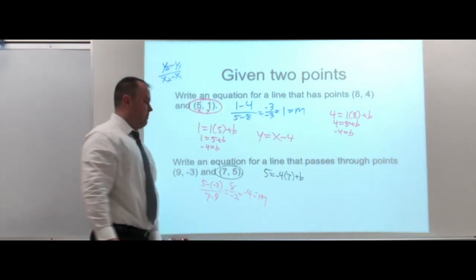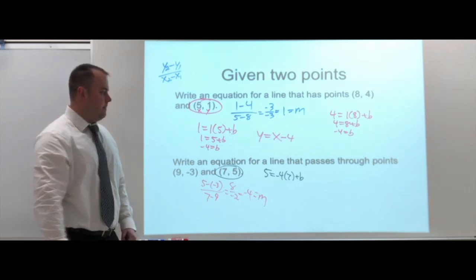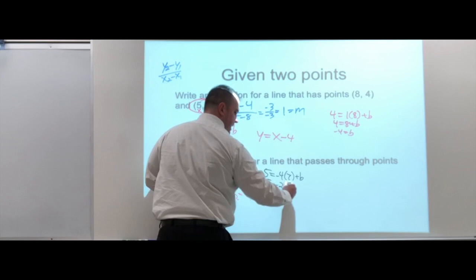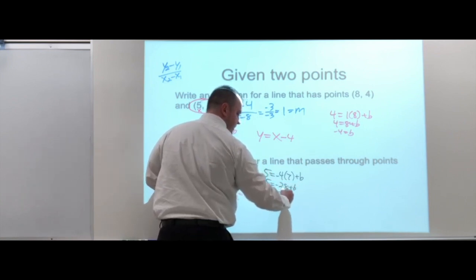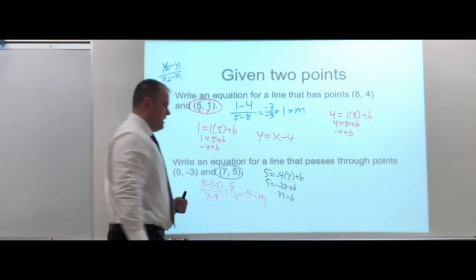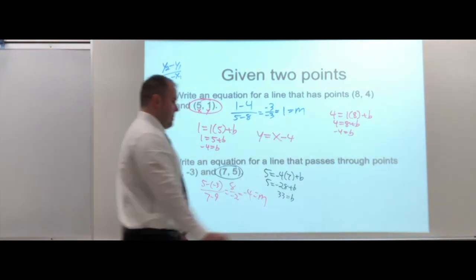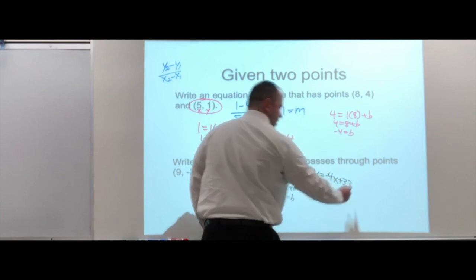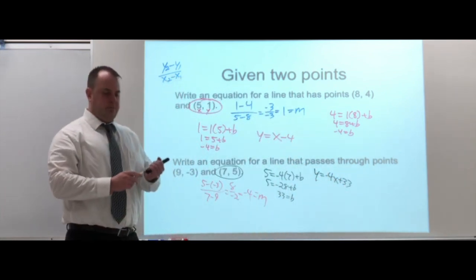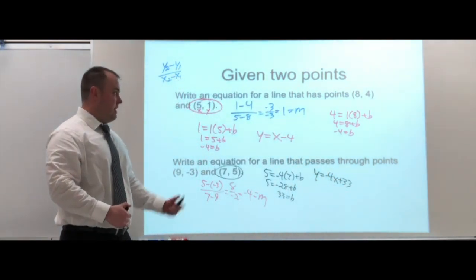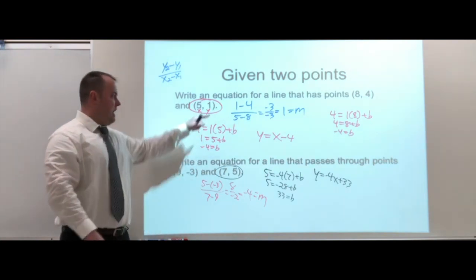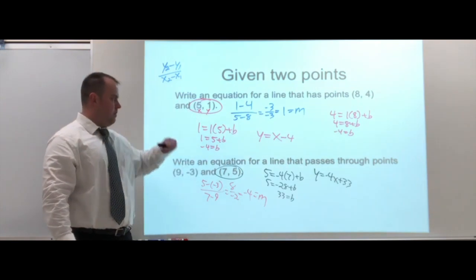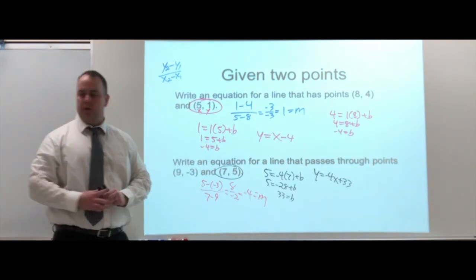Now you're doing the same work. We plug in our x, plug in our y, plug in our m. We have 5 equals -28 plus b, and our b equals 33. y equals -4x plus 33. So it's the same steps, we're just adding steps to it. We had to find our slope first in both of these problems, and then pick either point, plug in, and solve for your y-intercept.